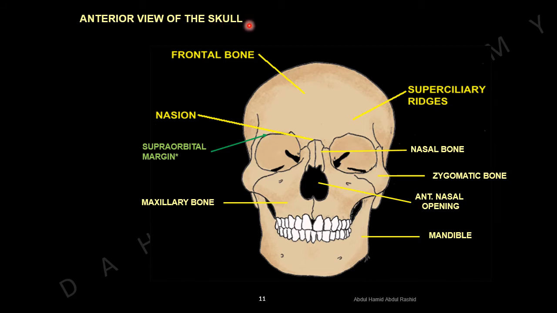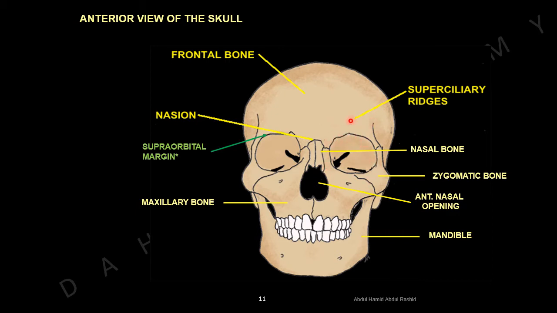Anterior view of the skull. This is frontal bone. This is zygomatic bone. This is maxillary bones. And this is the mandible. This is orbital cavities. This is nasal cavity. If you see, here are two nasal bones above the nasal cavity. They articulate with the frontal bone, and the junction here is called nasion at the center between the nasal and frontal bone. This is left orbital cavity.